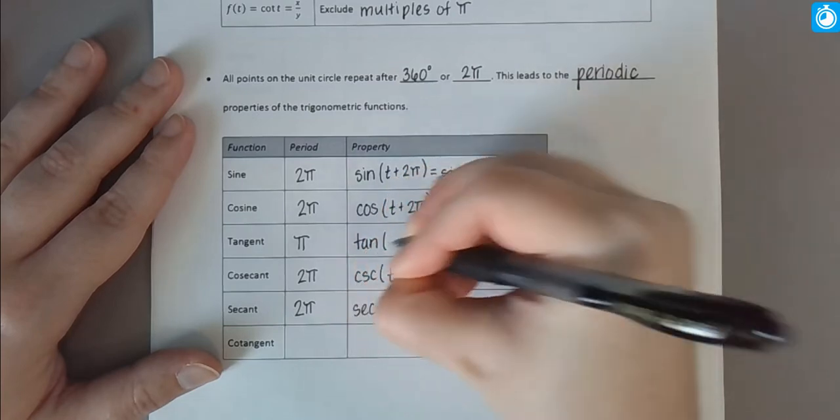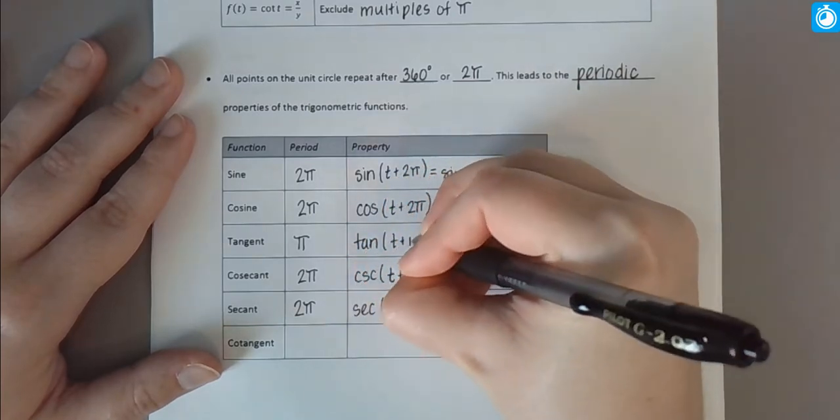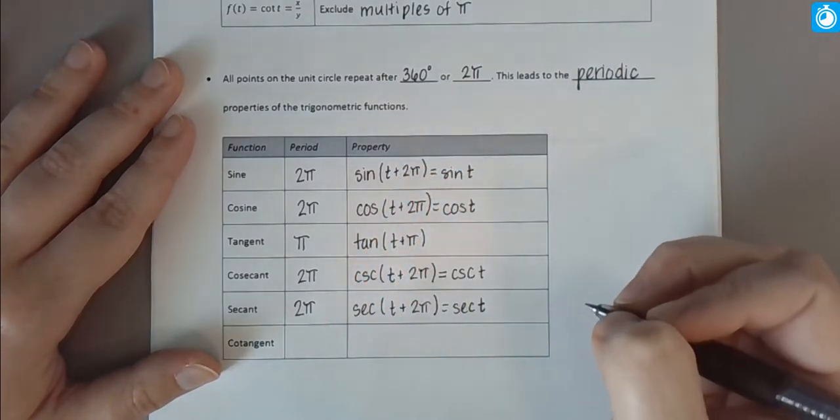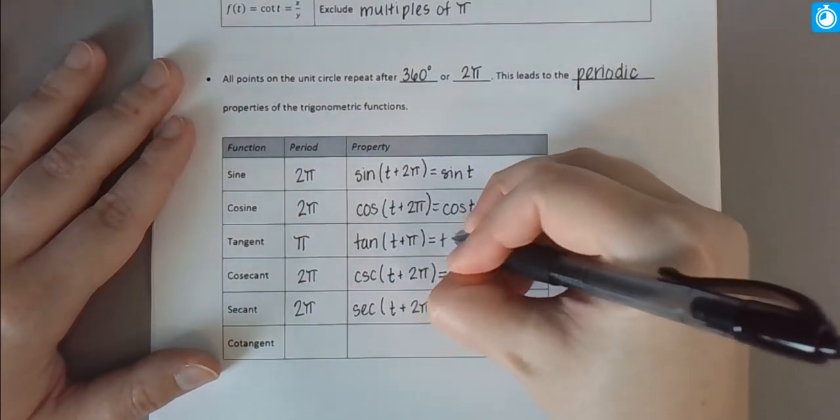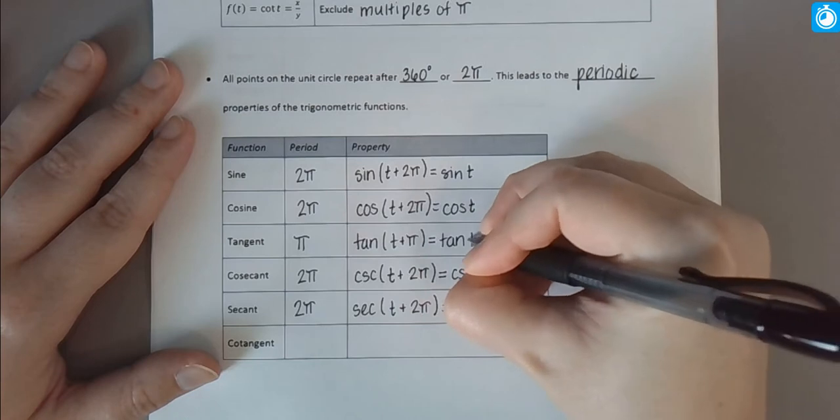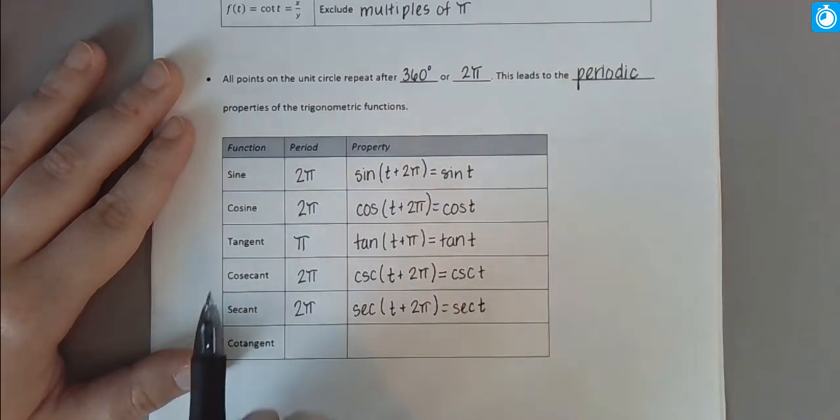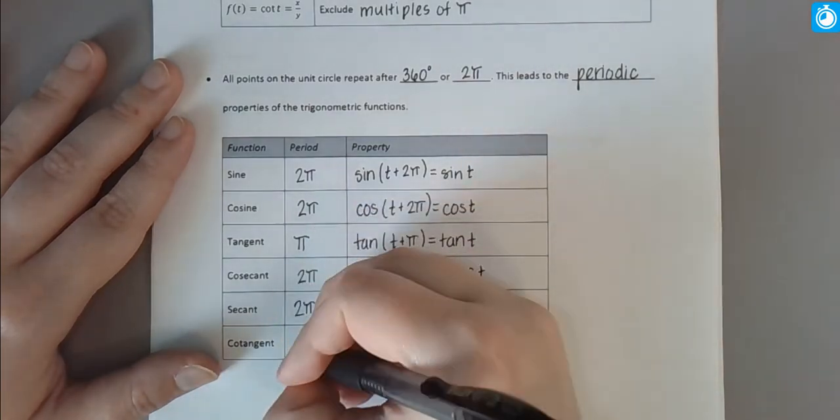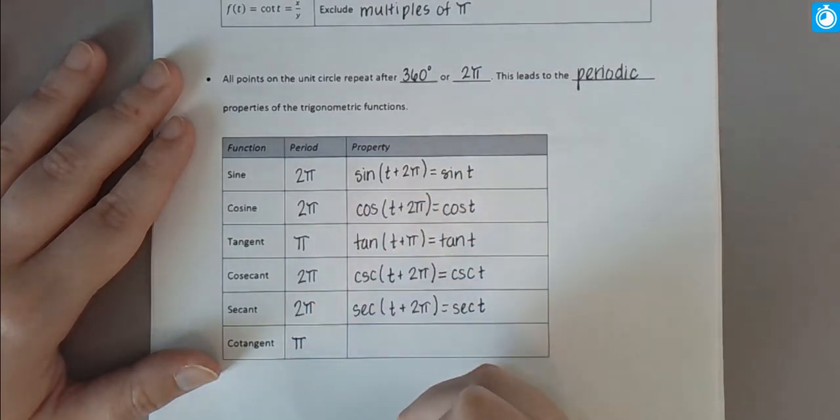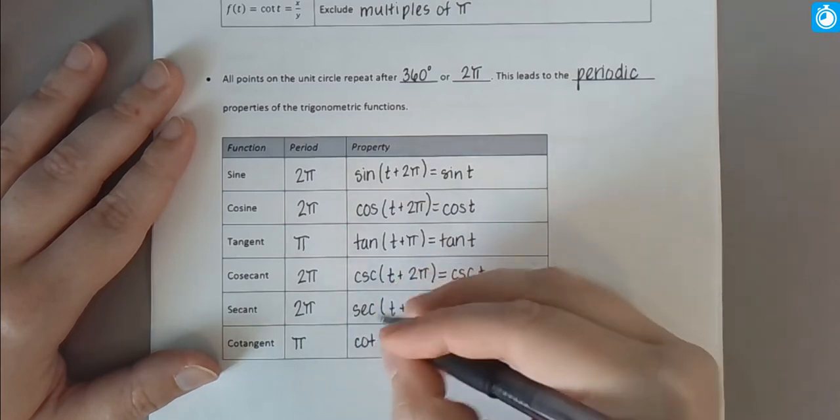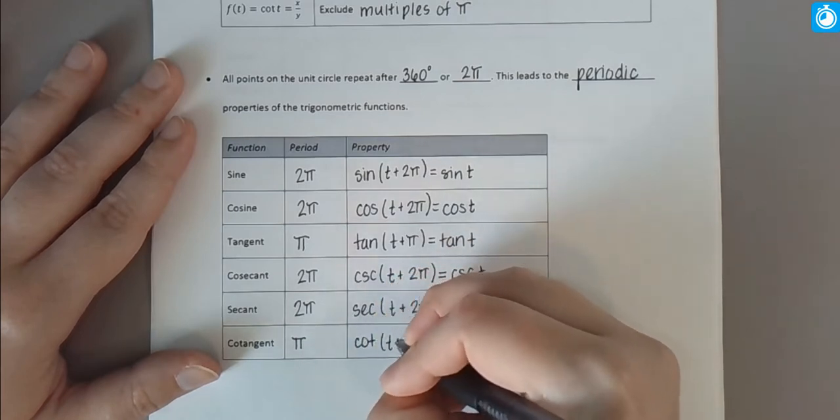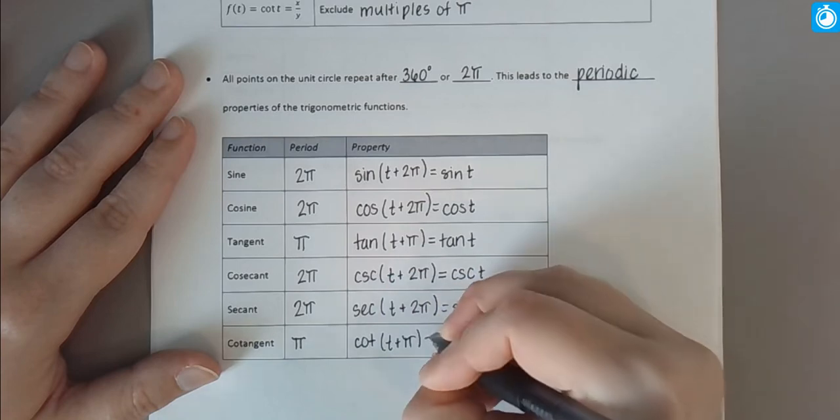So the tangent function, if we take the tangent of a specific value and add on pi, or a multiple of pi, it's going to take us back to the tangent of that value. And then because tangent and cotangent are just reciprocals of one another, cotangent also has the same period. So cotangent also has that same periodic property.